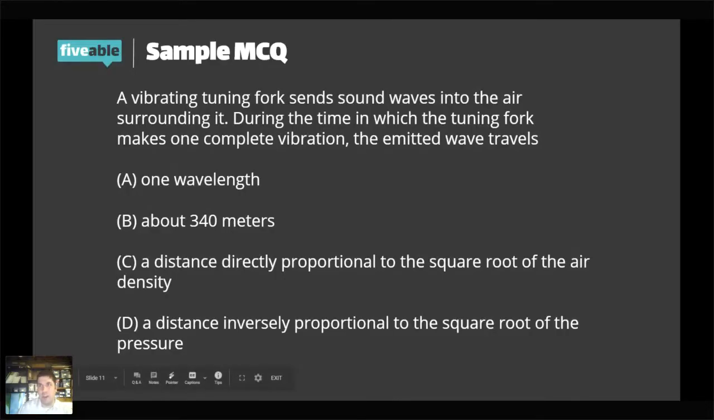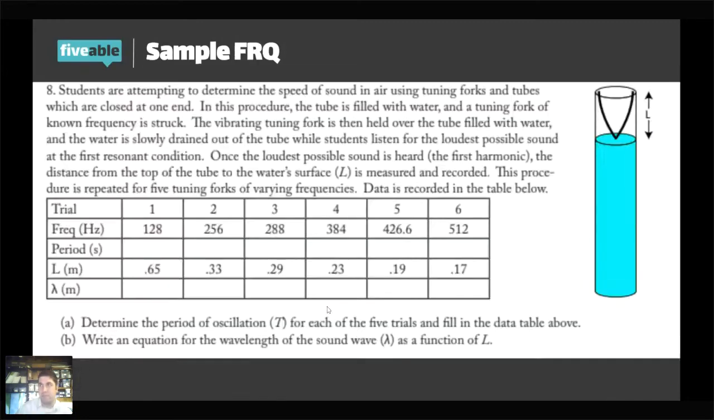And that's why D is wrong, because it should be air density, not air pressure. But it is inversely proportional to the square root. Not that we need to know it, but that's where that question came from. These two answers came from there is math that is close to both those. But A is the right answer 100% of the time.